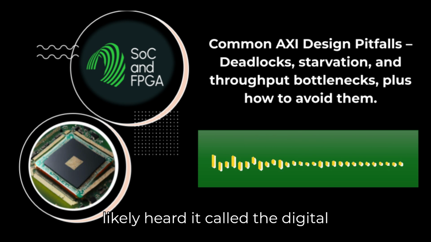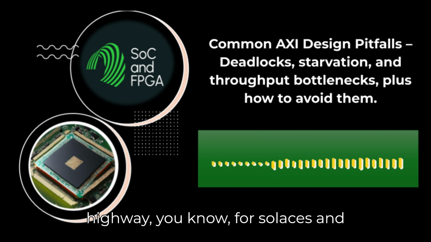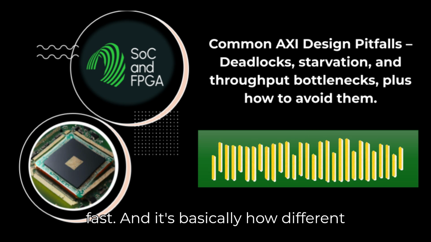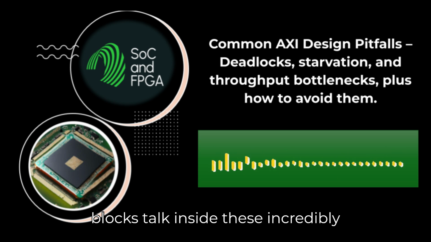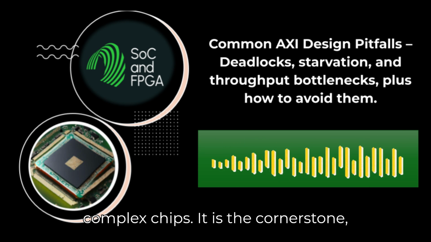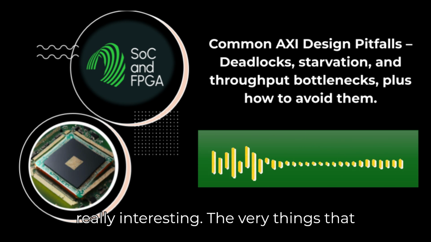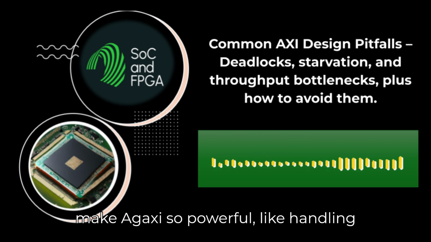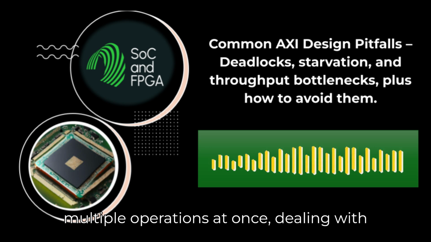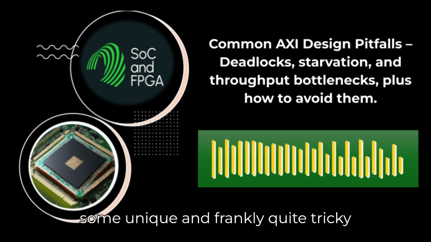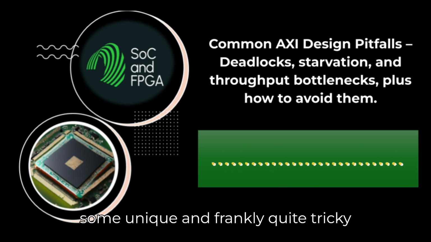Exactly. You've likely heard it called the digital highway for SoCs and FPGAs. It's robust, it's definitely fast, and it's basically how different blocks talk inside these incredibly complex chips. It is the cornerstone, really. But here's where it gets, well, really interesting. The very things that make AXI so powerful, like handling multiple operations at once, dealing with things out of order, they also introduce some unique and, frankly, quite tricky challenges.